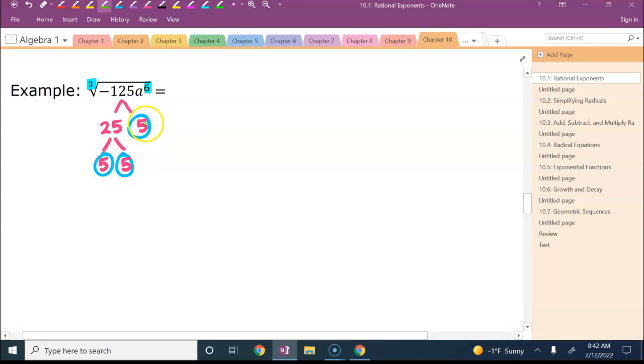So I've got this negative 125, and we found our group of 3 5s there. So my 5 is going to come out, and it's going to be negative because, again, we've got that negative in front of the 125. And then for your a, you're going to take 6 divided by 3, and that would be 2. So this would simplify to negative 5a squared.